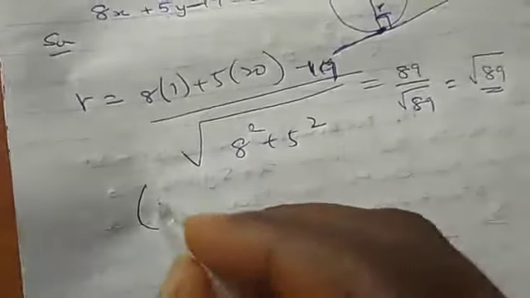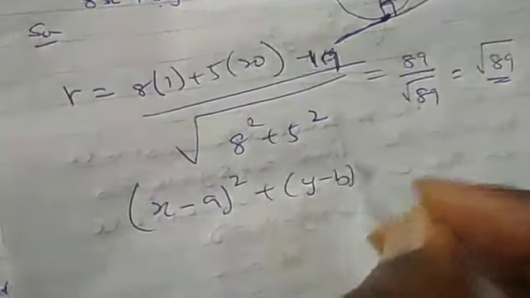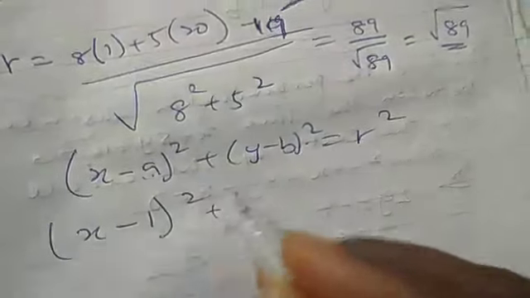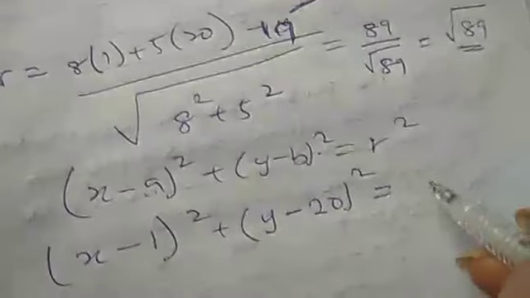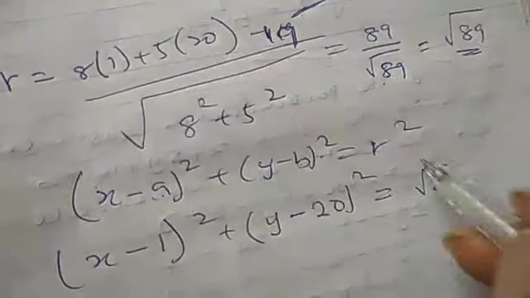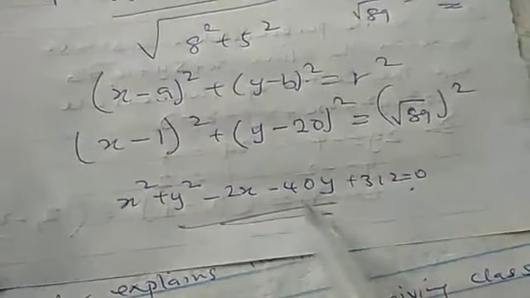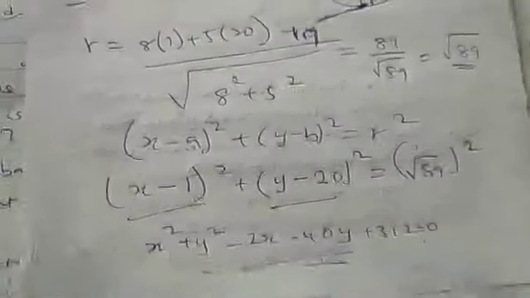Now, what is the equation of a circle? That is x minus a squared plus y minus b squared equal to r squared. A and b is now our center. That is x minus a, our a is 1, the center of the circle. y minus b, our b is 20, equal to r squared. Our r is the square root of 89, then all squared. Then we will simplify this. I don't need to explain how this will become. Just expand this, this one will become 89. Then we bring it in. You are going to get this as your answer.